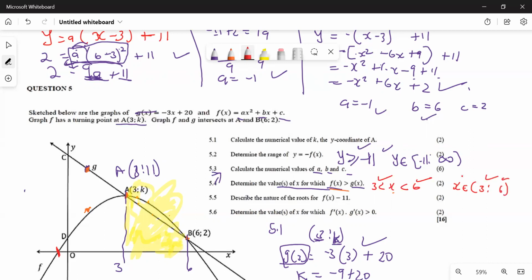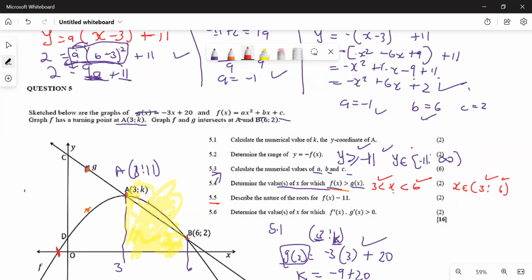Still, you're going to get your 2 marks here. All right, we go to 5.5. On 5.5, they say the nature of the roots. We want to know the nature of the roots. Are they real? Are they non-real?